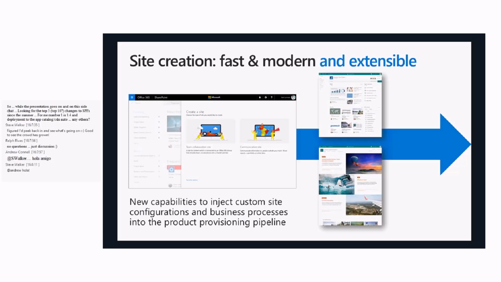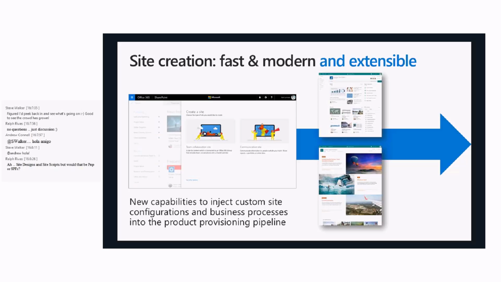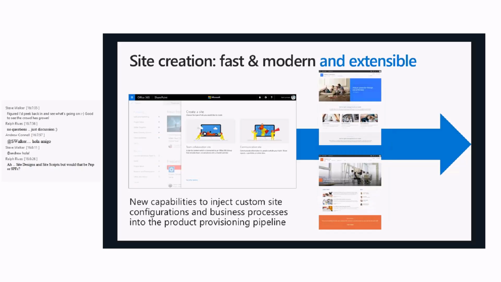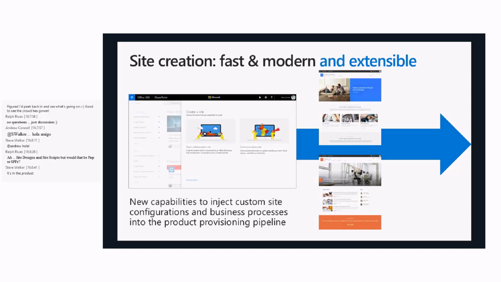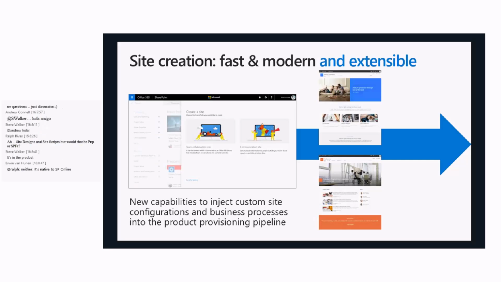So you can combine out-of-the-box UI with your own custom site designs. And configuring a site can be as simple as maybe applying a theme. So you want to have consistent theming across all the created sites, but it can go really far, like creating libraries, subsites, custom pages, anything is kind of possible. So the site designs and site scripts enable you to do this.